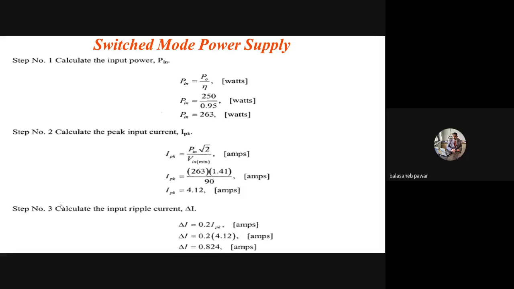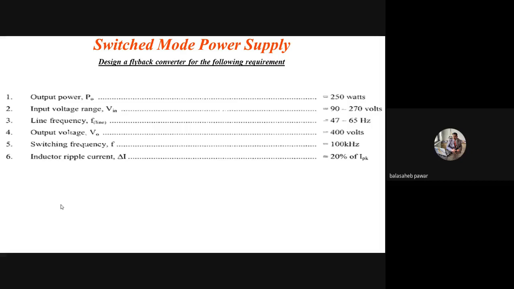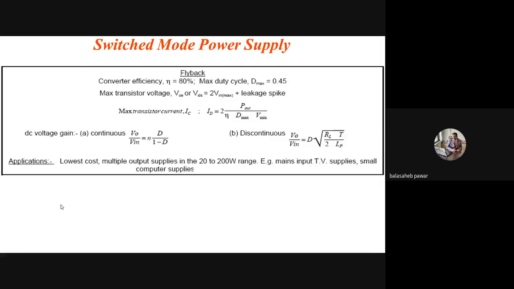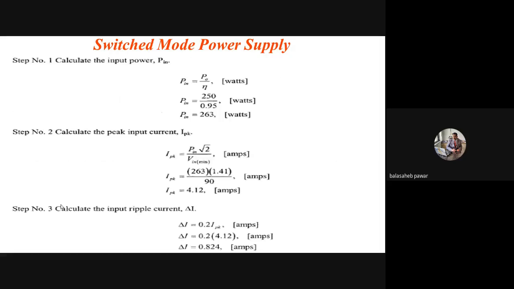First step, calculating power P in. P in equals P out divided by eta. Now P out is mentioned. Our requirement is 250 watts and the efficiency, is it 0.95? Okay. Converter efficiency here is taken as 80%, but for calculation purposes taken as 0.95. So the input power requirement will be 263 watts.